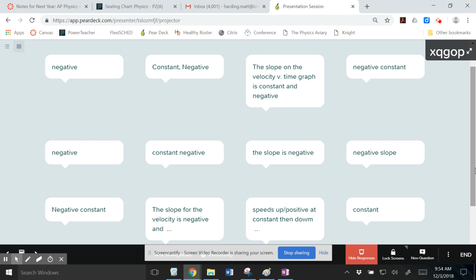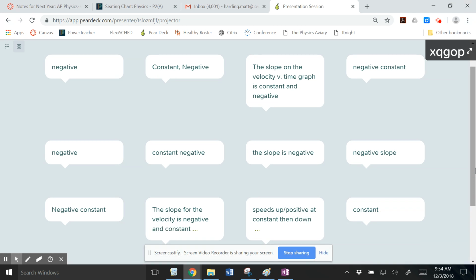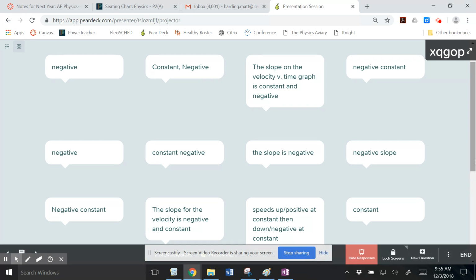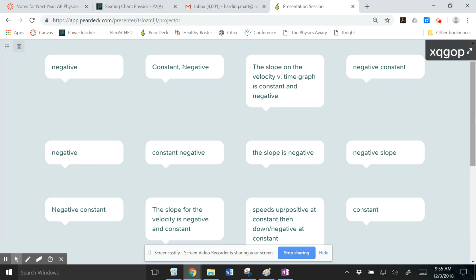And so again, I'm just asking for descriptions of the slope of this graph. If you're looking at it, I can hold the meter stick up like that. Notice how that part of the graph lines up with the meter stick, and that part of the graph lines up with the meter stick as well. So I'm seeing things like constant negative: the slope of the velocity versus time graph is constant negative, okay? Seems like we're in pretty good agreement on the appearance of that slope.